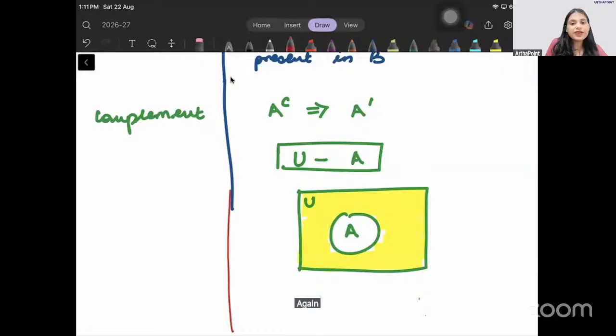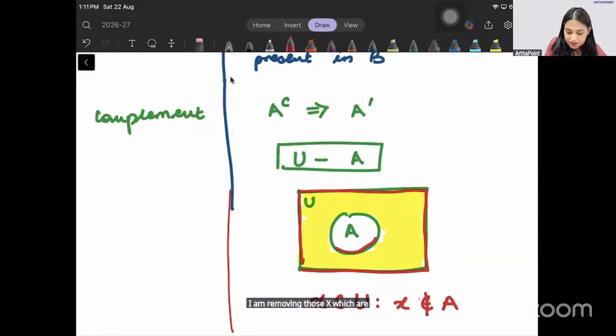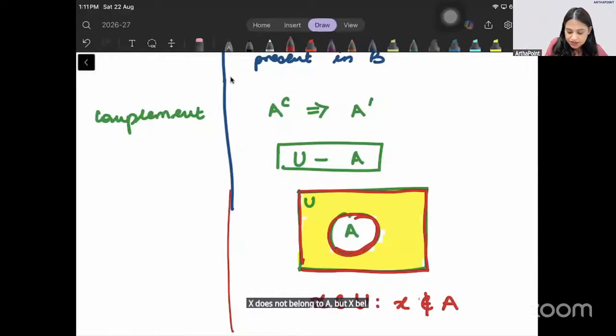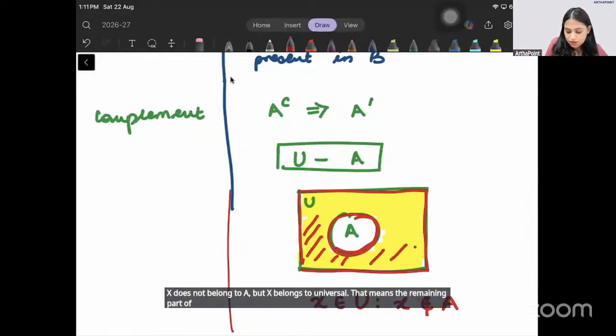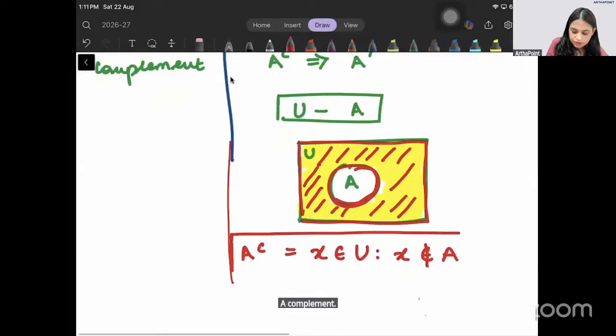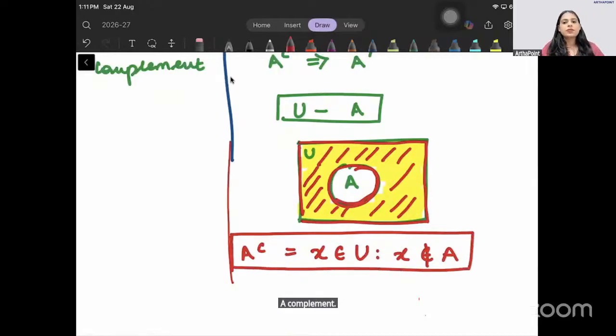Again, various ways of writing it down, okay? So I can also write that X must belong to universal. इस पूरे में belong करता है. But I am removing those X which are belonging to A. It must not belong to A. मैंने वो वाला हटा दिया जो A को belong करता है. X does not belong to A, but X belongs to universal. That means the remaining part of universal. Then this will be A complement. ठीक.